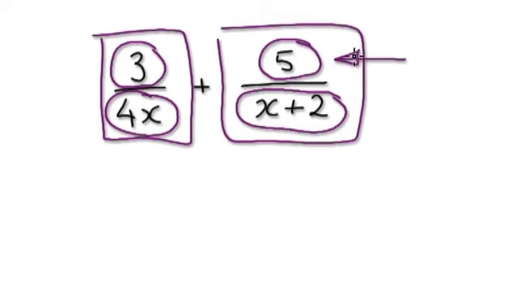We don't really care what's on the top. It could be anything. We don't really care. What we're interested in is what's at the bottom. We've got to somehow get the two denominators to be the same in order for us to add or take away fractions.